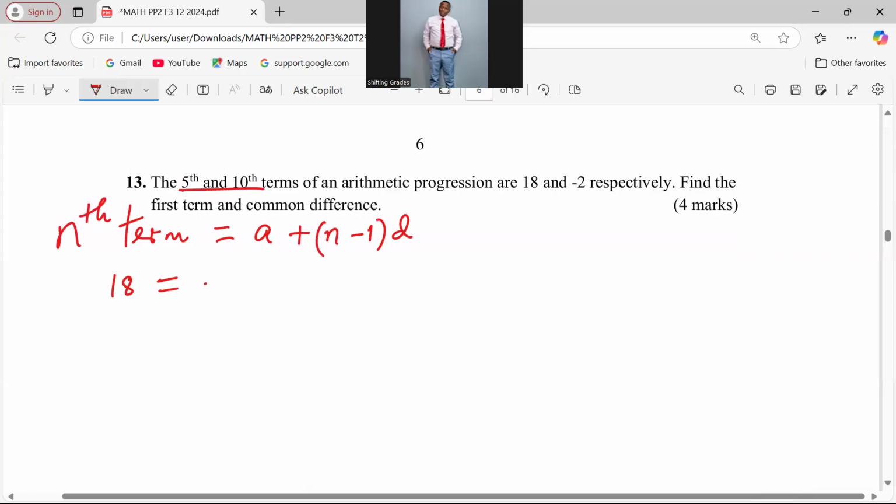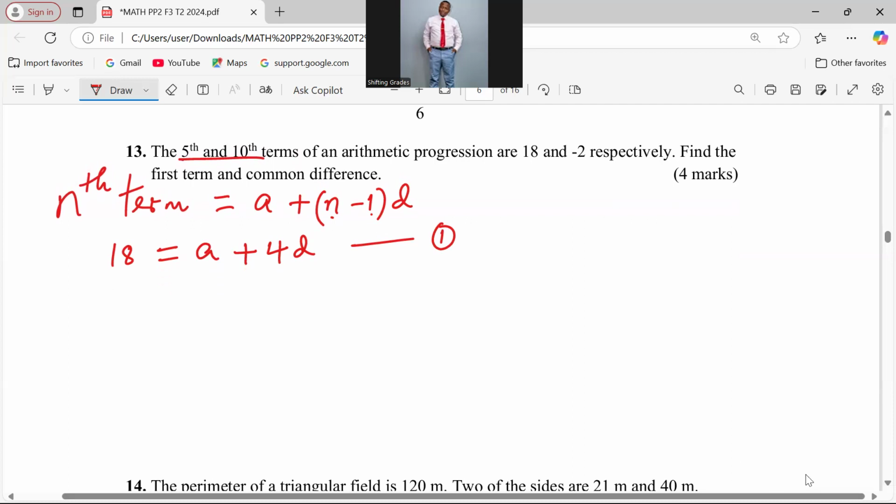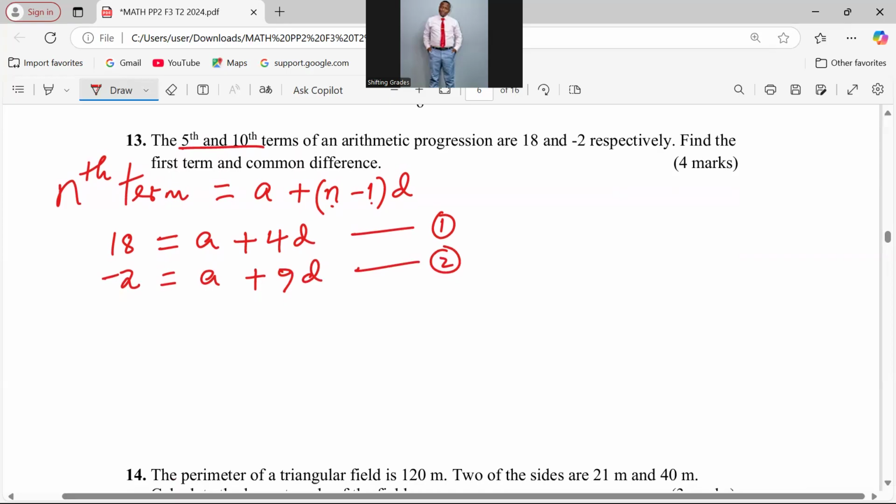This is equal to first term unknown plus n. Since it is 5th term, n is 5. So 5 minus 1 becomes 4 times the value of the common difference, which is unknown. Again, we have the 10th term, which is negative 2, equals first term unknown. Being 10th term, it will be 10 minus 1, 9d, which is equal to -2. Now that we have the two equations, we can solve them simultaneously.